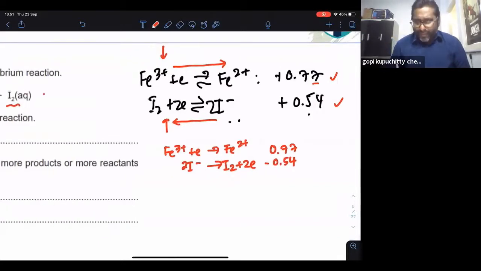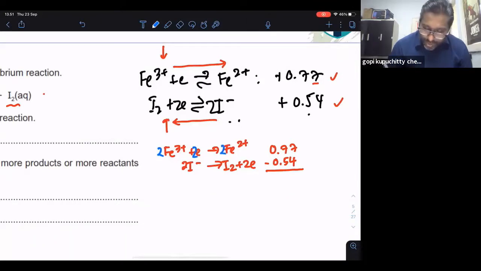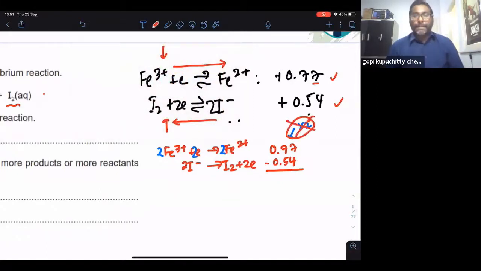So if I want to find the E value, don't make the mistake, because I want to eliminate the electron, I need to times everything by 2. So I go and times this by 2. Don't do that mistake, okay? This is wrong. You don't do that. You just need to change the sign, but you do not need to times with anything.